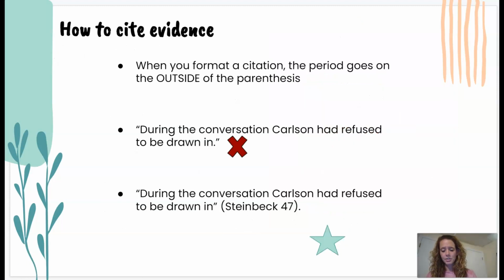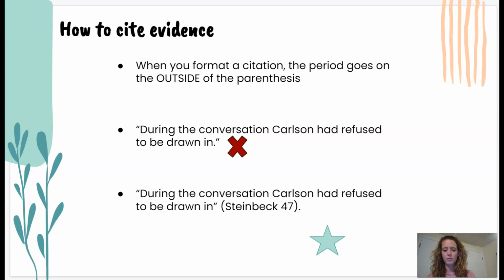Another little detail to go with parenthetical citations, in-text citations, and this is a small detail, but we want to do things right, okay, is that when you format a citation and you add it to the end of a quote or a paraphrase or a piece of visual evidence, the period goes on the outside of the parentheses. It's a very tiny, minor detail, but we want to make sure we get it right.